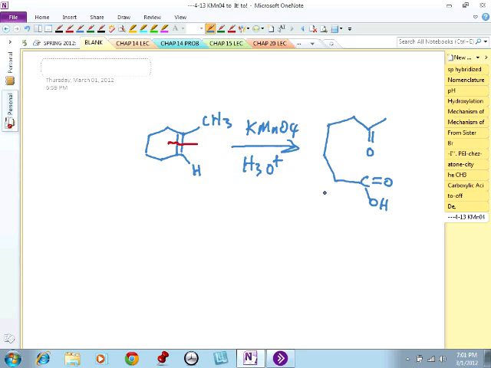Okay, so now we're giving you two synthetic methods for carboxylic acid. What are those? Oxidation of alkyl benzene. And what is the next one? Oxidative cleavage of carbon-carbon double bond using potassium permanganate.